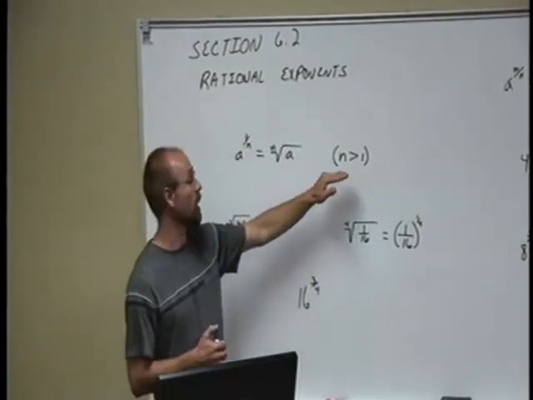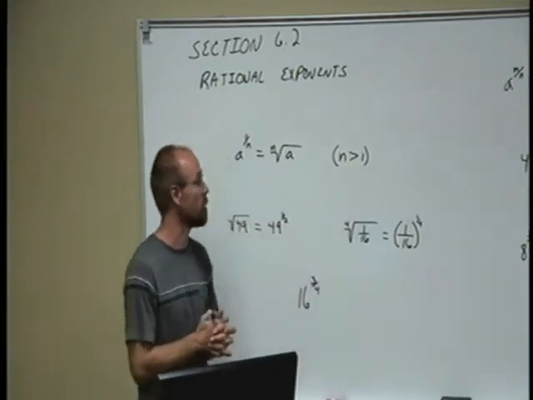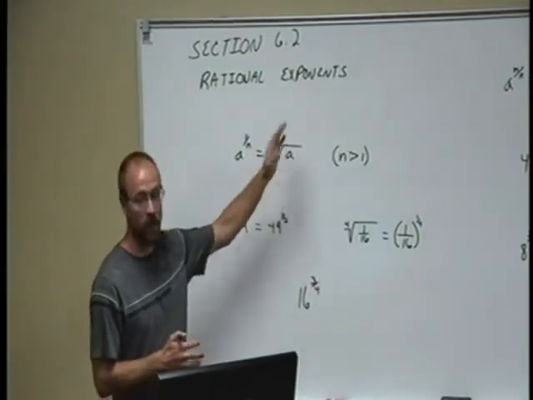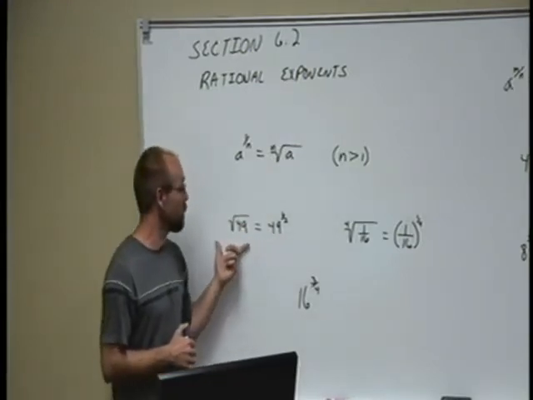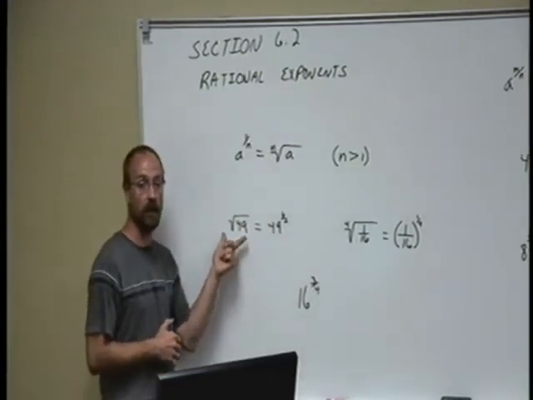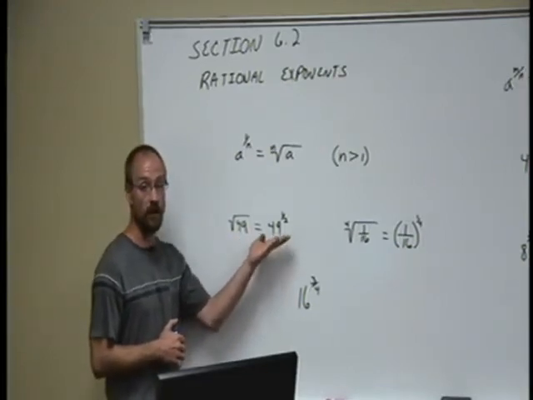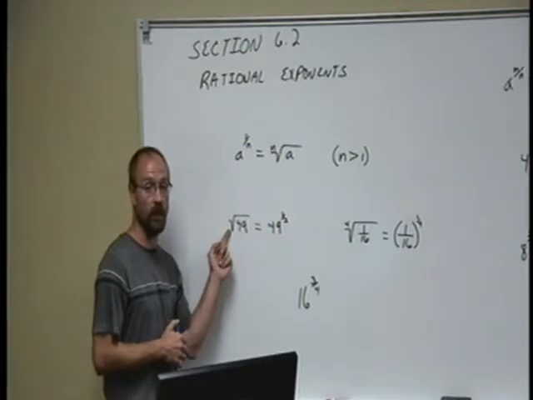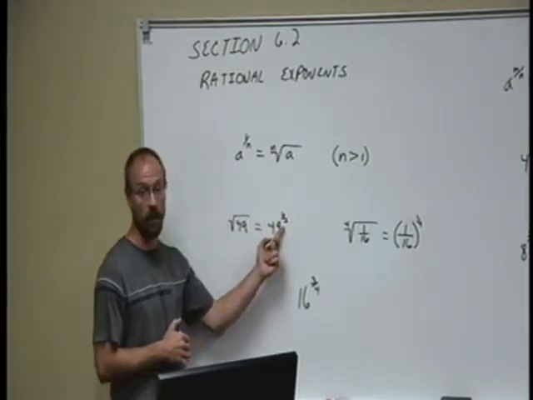And obviously n has to be greater than 1 because we can't have a first root. That doesn't really make sense. So n would be like 2 or 3 or 4 or some integer. So essentially, if we have something like the square root of 49, we can write it as 49 to the 1/2 because a square root is a 2 in the denominator of a rational exponent.